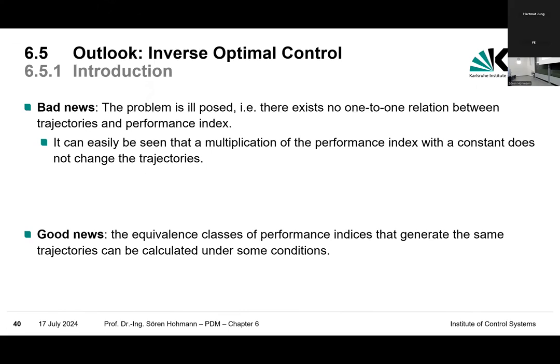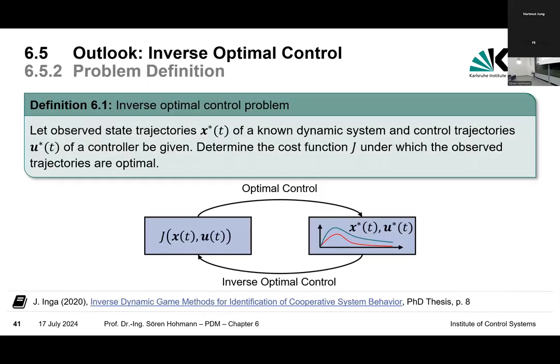So this is one problem, right? But on the other hand, it's possible, since more or less 5 years, to describe in some settings the so-called equivalence classes of the objective functions which do the job. So now let's determine it a little bit more precisely.